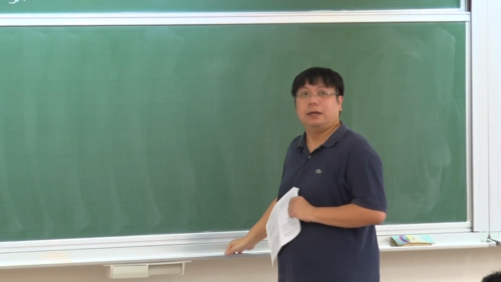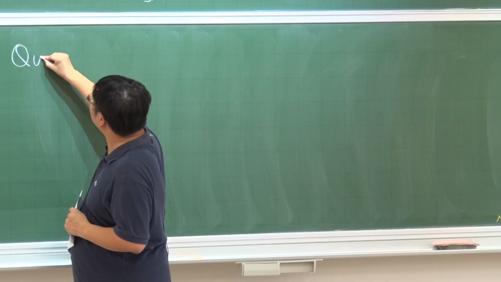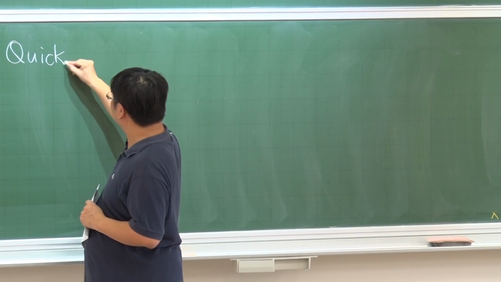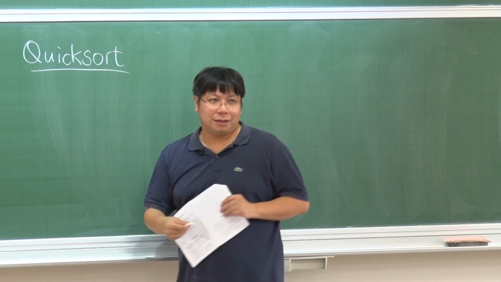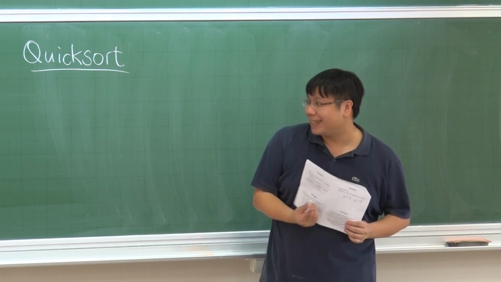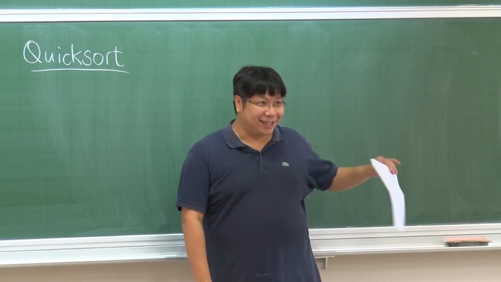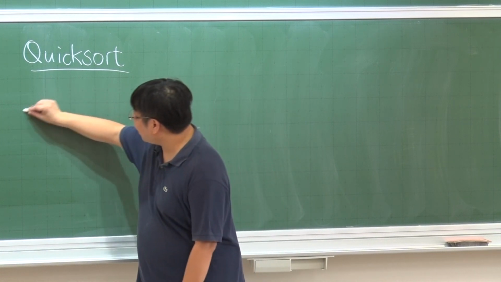So I'll tell you another sorting algorithm. Its name is Quicksort. Why is it called Quicksort? Because it is quick on average, but it is not quick in the worst case. So what is Quicksort? Quicksort is like this. You still have n cards.